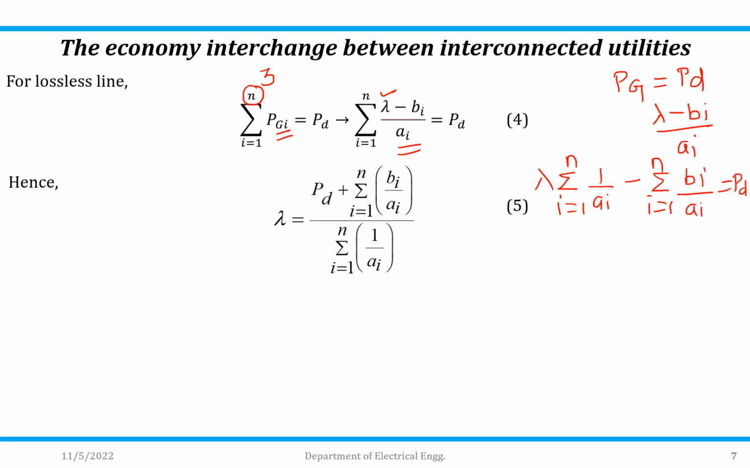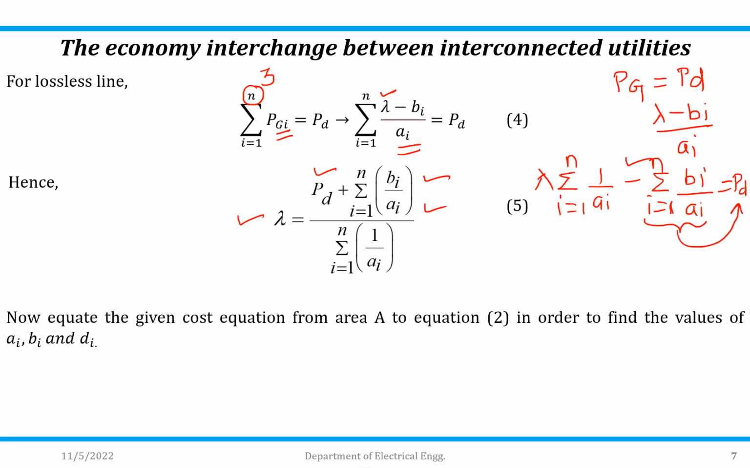So if I move this particular term to the right-hand side, we will get PD plus summation i equal to 1 to n of Bi upon Ai, and then I have to write a formula for lambda. After shifting this term towards the right-hand side, I will shift this term also, which will give a divided term: summation i equal to 1 to n of 1 upon Ai. So this is the formula of lambda which we are going to use here for further calculation.